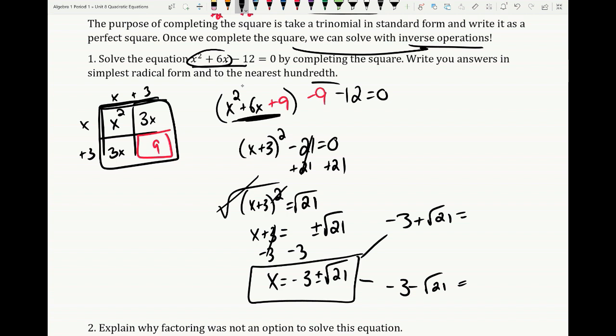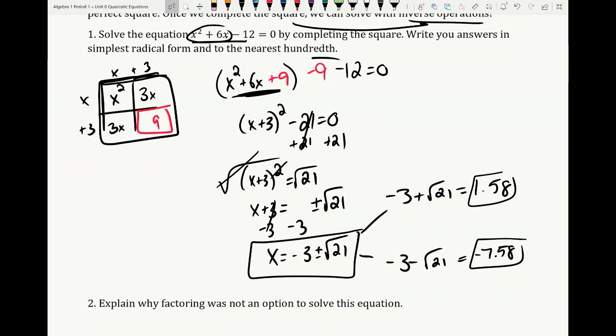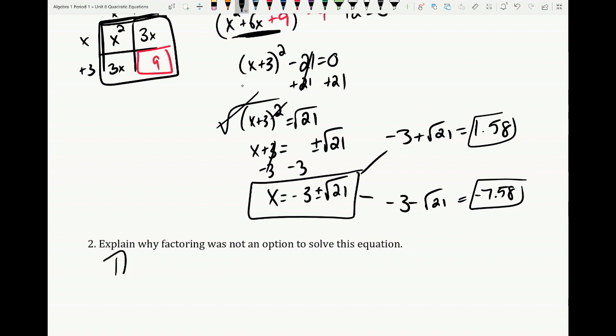So to the nearest hundredth. Hundredth is two places. For the plus version, I got 1.58. And for the minus version, I got negative 7.58. Those are approximately my answers. Those are the numbers that make this equal 0. So why was factoring not an option? The solutions were irrational.